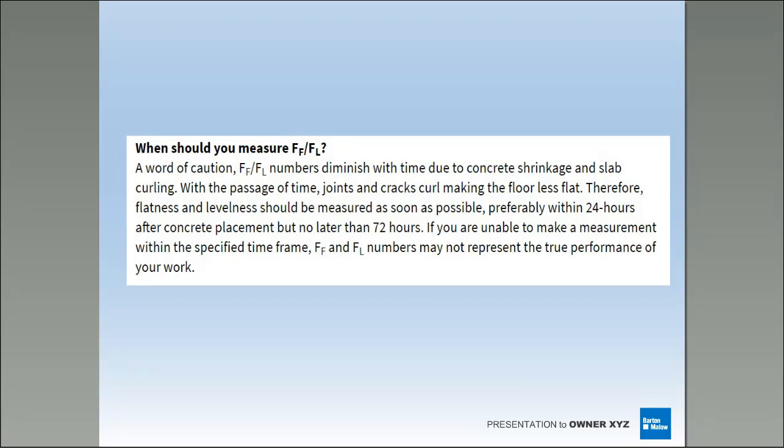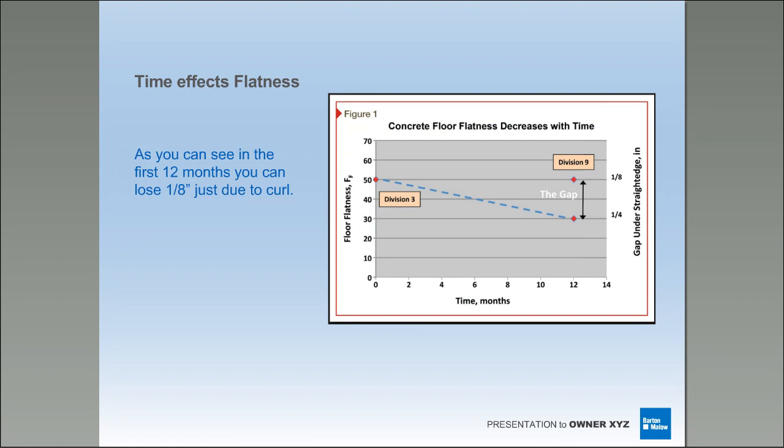I wrote some notes down. Basically, you want to test within 24, no later than 72 hours, because after that, the joints and the cracks and the curls that happen in the floor, I have no control of as a place finish guy. There are control measures we put in, like mix design, and you can use shrinkage-compensating chemicals, but basically things are going to happen after 72 hours, either minuscule or at a greater level that you cannot control. We're going to get into that in the next few slides here. This is a time effects of flatness slide.